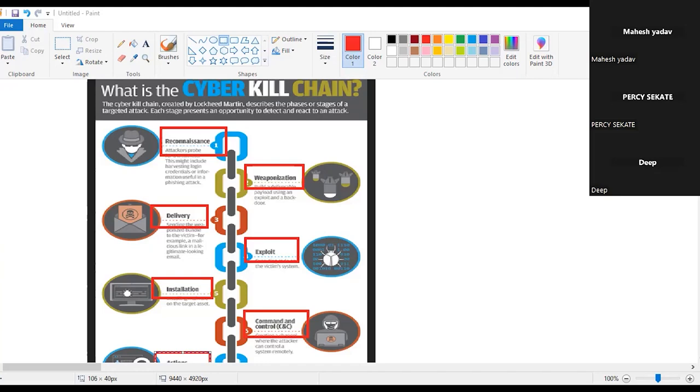And then after that, the target system becomes a command and control for the attacker. It can access.